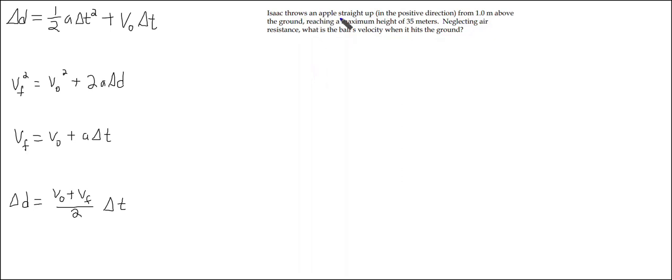It says Isaac throws an apple straight up in the positive direction from 1 meter above the ground. So if the ground is here, it starts throwing from here, it goes straight up. I'm going to do it as an arc, even though it's going straight up and back down. And then it comes all the way down and hits the ground. This is 1 meter, and this total height here is 35 meters.